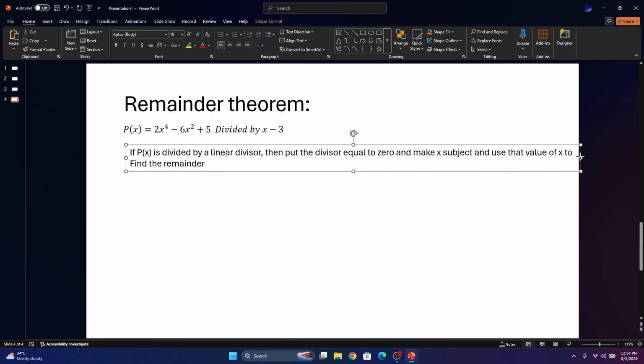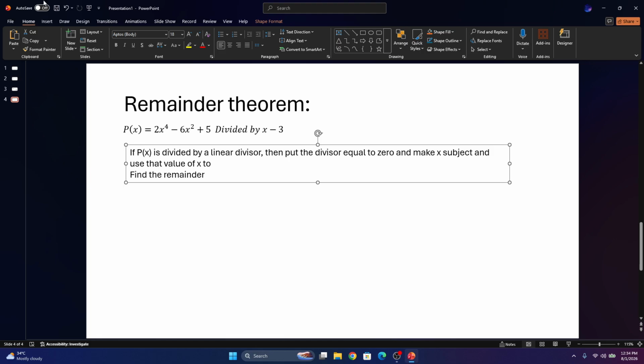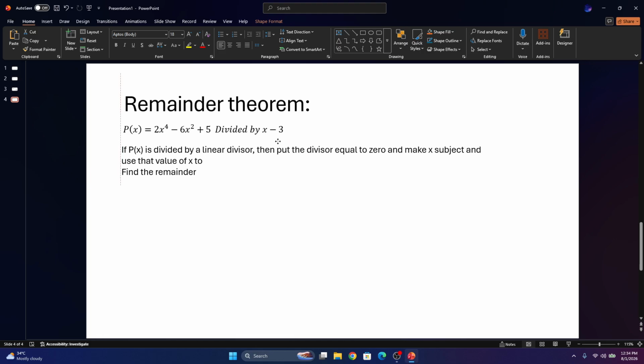Now what I mean by that is that if we have a linear divisor, for example here, this is a linear expression, x has only one power. So what we can actually do is put x minus 3 equals 0 and then make x the subject. So x is just going to be 3. And now we can substitute this value of x right here, and we're just going to get the remainder of this division.